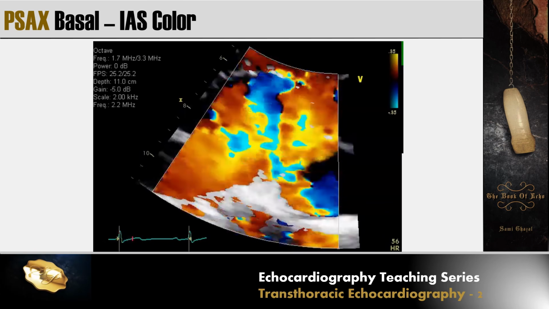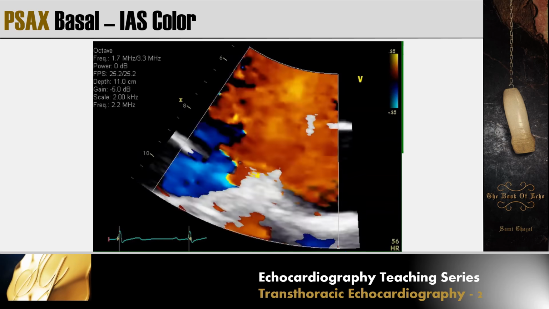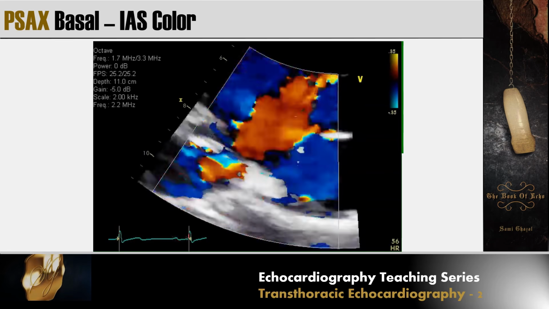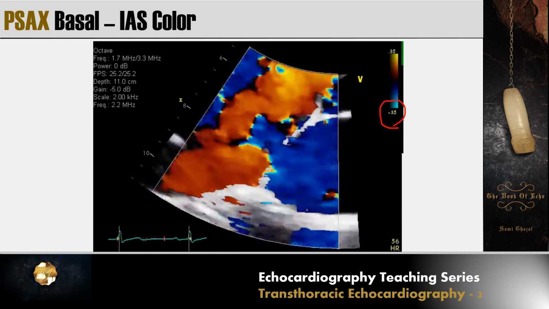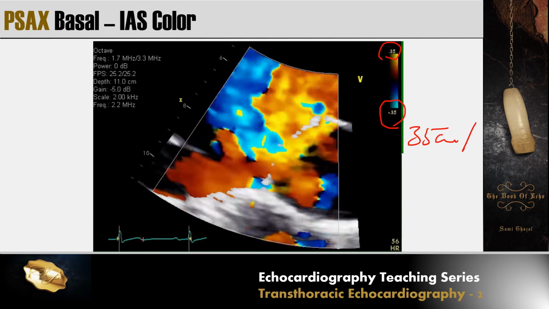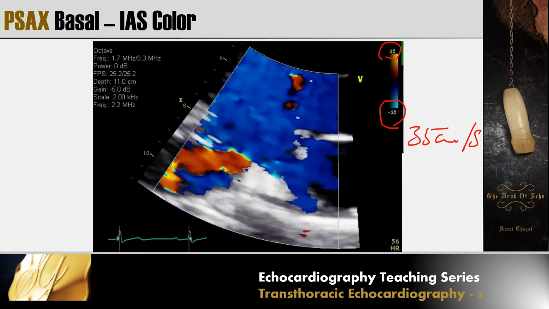Then zoom at the interatrial septum and put a color Doppler here. Note that we are using here a low Nyquist limit or a color scale. Here we are using 35 centimeter per second because this is an interatrial flow and it is a low velocity flow.